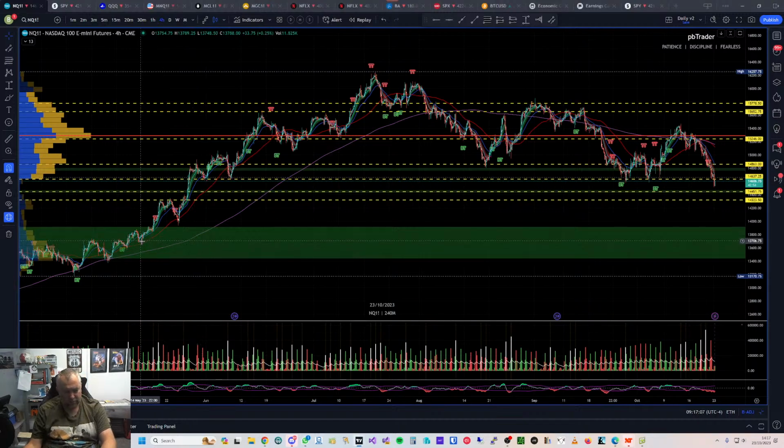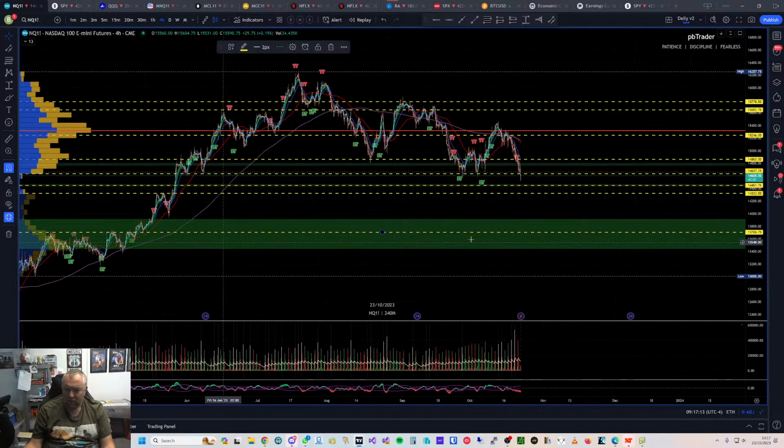So based on the previous candles, I'll be looking for a potential bounce at 13,706. But that also means getting through 14,000, which is a big psychological number. And in fact, there's another demand zone there which I need to put in.